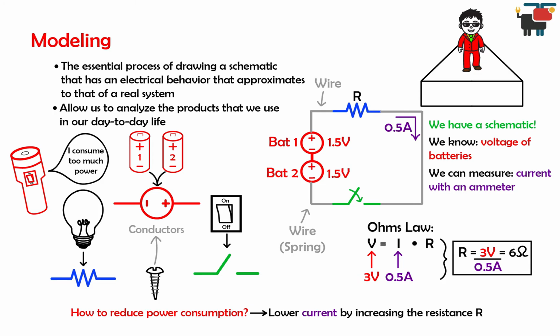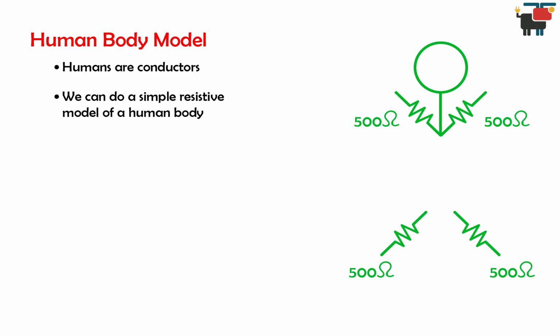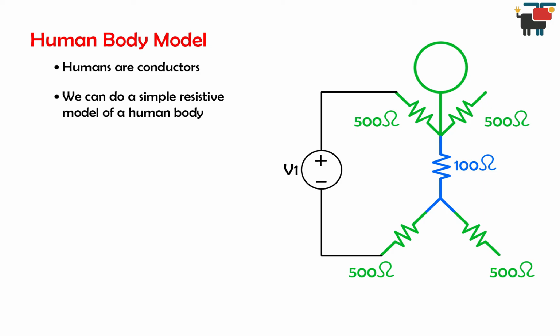An interesting model is that of a human body. We know that humans are conductors, so electricity can flow through us. Looking at the resistance of each part of our bodies, we can do a simple model of ourselves. For instance, the average resistance of our arms and legs is 500 ohms, and our torso is in the 100 ohm range. We can draw this with resistors following the shape of a body. If we connect a voltage source between one arm and one leg, then we form a closed loop where current can flow. It is the current flowing through our hearts that can be fatal.